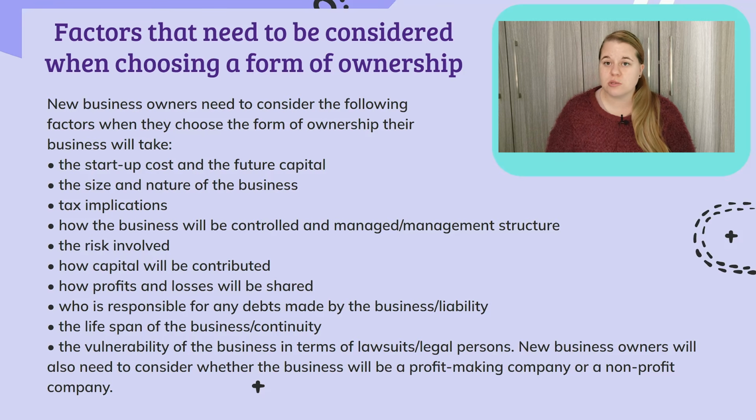Who is responsible for the debt? Is it either going to be by the business or by the individual? Again, depending on the ownership we chose. What is the lifespan and the continuity of this business? So in some forms of ownership, if the owner dies, the business falls away. In other forms of ownership, it can continue even if an owner or a director has passed away. The vulnerability of the business in terms of lawsuits and legal persons.